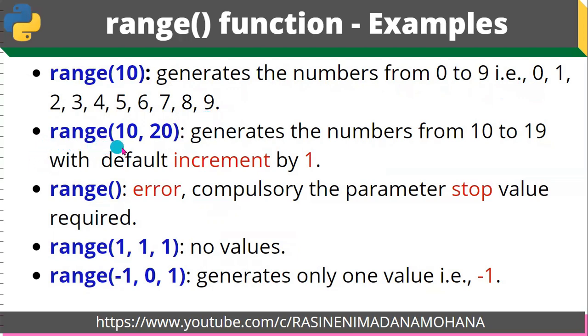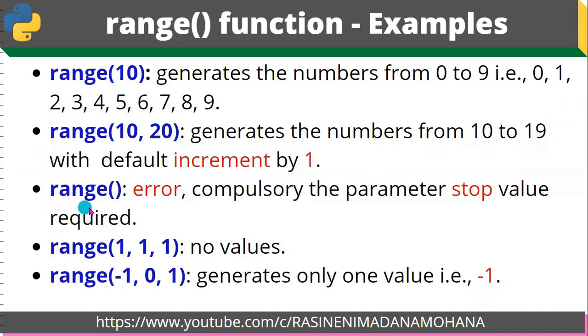Similarly, range of 10, 20. What is the meaning of this? The start value is 10, then the stop value is 20. The increment value is not given, so the step value is 1 by default. So it starts with 10, then displays up to 20, excluding 20, with increment by 1. Now it displays 10, 11, 12, 13, 14, and so on, up to 19. 20 it won't display. By default, increment by 1.